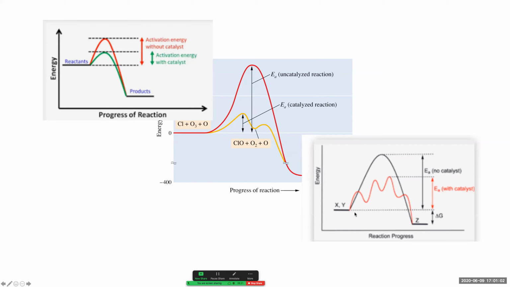And this third reaction profile is typically what a biological or biochemical process looks like. So if we look at, say, sugar, you can take sugar and burn it and change it to CO2 and water. Well, that's what our body does too. It changes sugar into CO2 and water and extracts the energy from those.